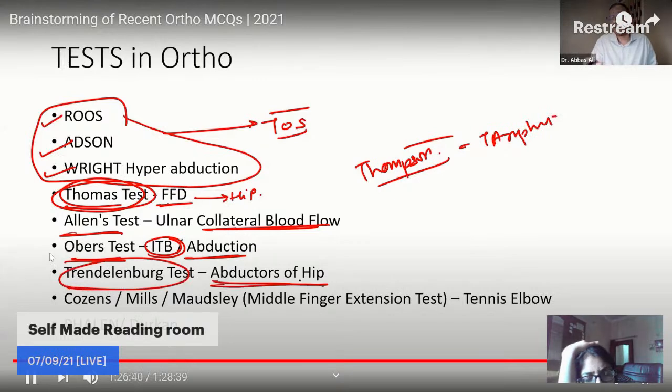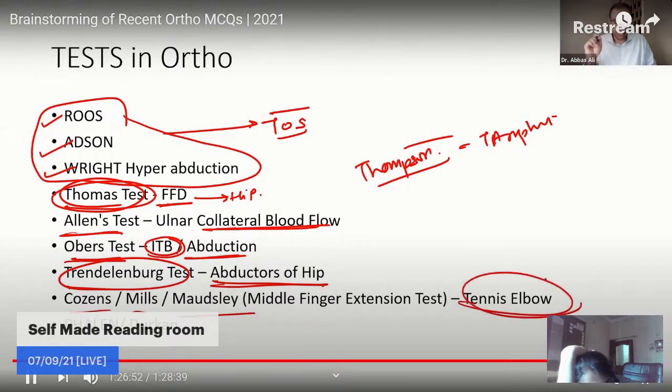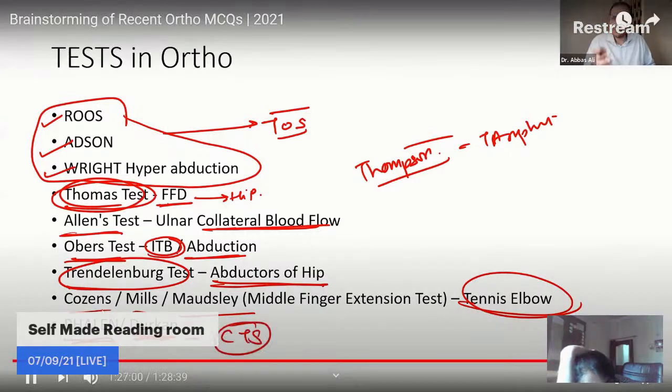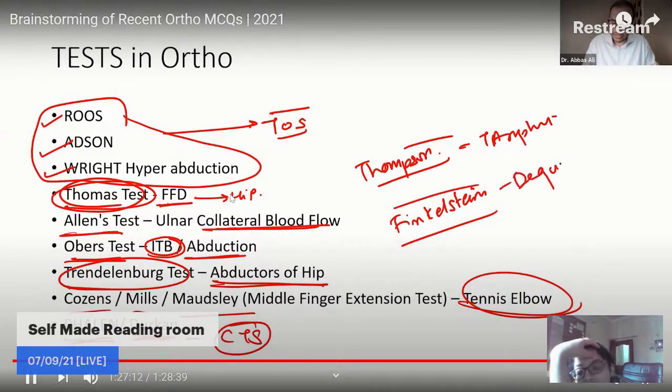Trendelenburg test, all of you know, is for abductors of the hip, and I'm sure all of you are confident when it comes to positive or negative Trendelenburg test, Trendelenburg gait, all that. Cozen's, Mills, Maudsley is for tennis elbow, reverse Cozen's is for golfer's elbow. Durkan's test, Phalen's test, reverse Phalen's test are for carpal tunnel syndrome. These are the frequently asked ones. Let me ask you another one. Finkelstein test: De Quervain's disease.